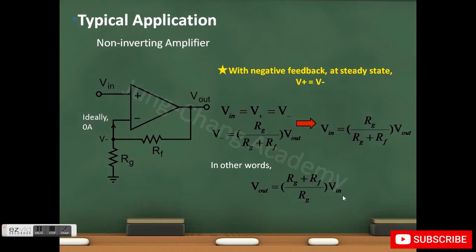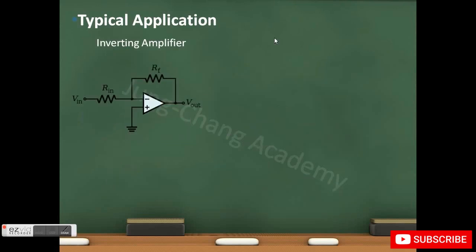times V in. In other words, if we put a kilo ohm resistor in Rg and Rf, we'll get V out equals 2 times V in. So the output voltage will be twice the input voltage, which is why we can use this as a voltage amplifier.